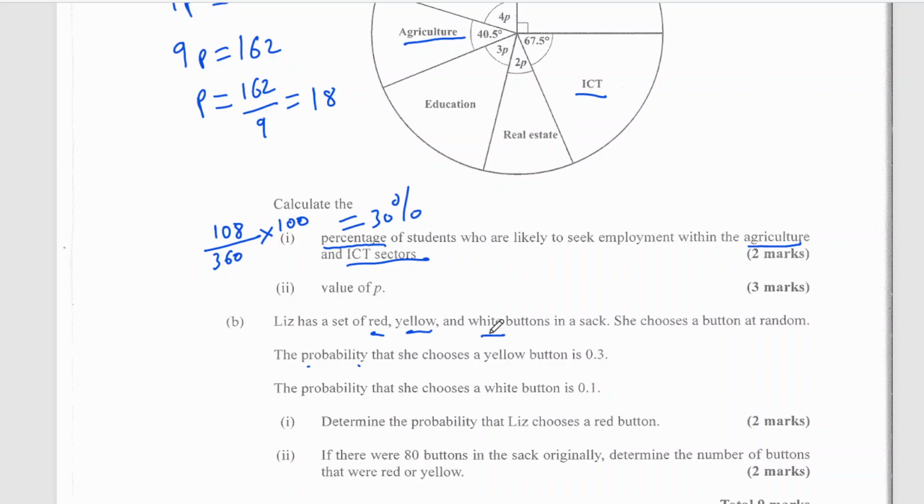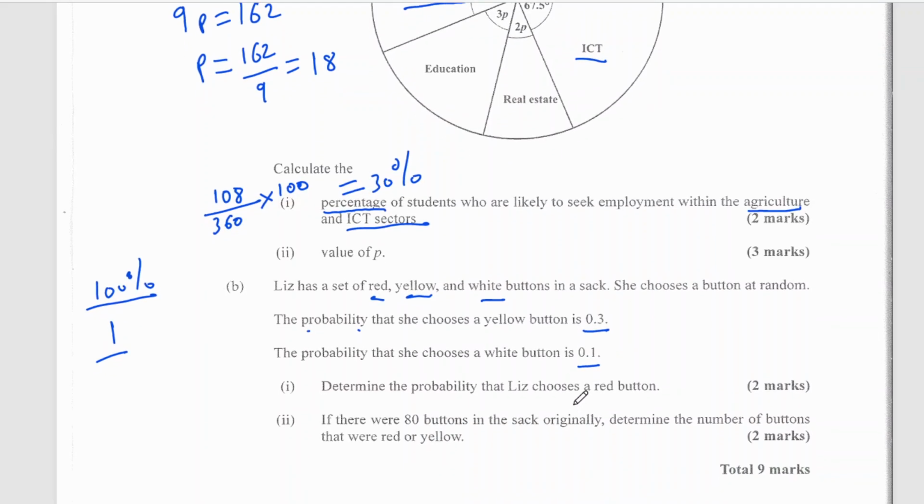And for probability, we know the total is always 100% if we're dealing with percentage, or if we're dealing with fractions or decimals, it has to add up to 1, right? So it's either 100% or 1. So in this question, if we look at the information given, they give it to us in terms of decimals, right? So in that case, everything has to add up to 1.